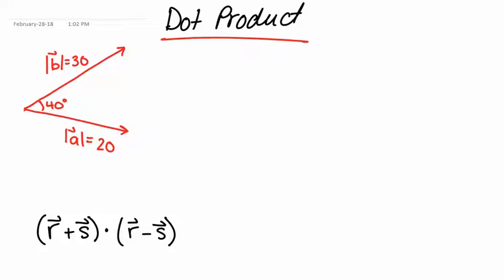Okay, quick video on the dot product. So we can do a dot product between two vectors using this equation. So here's our dot product. Vector A dot vector B is equal to the magnitude of vector A times the magnitude of vector B times cos theta.